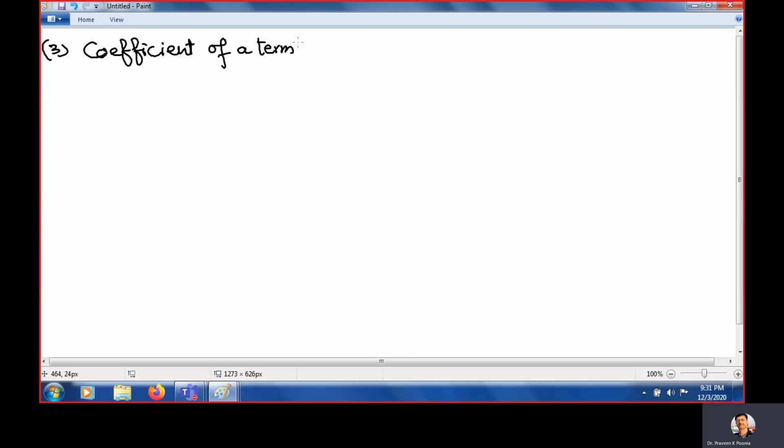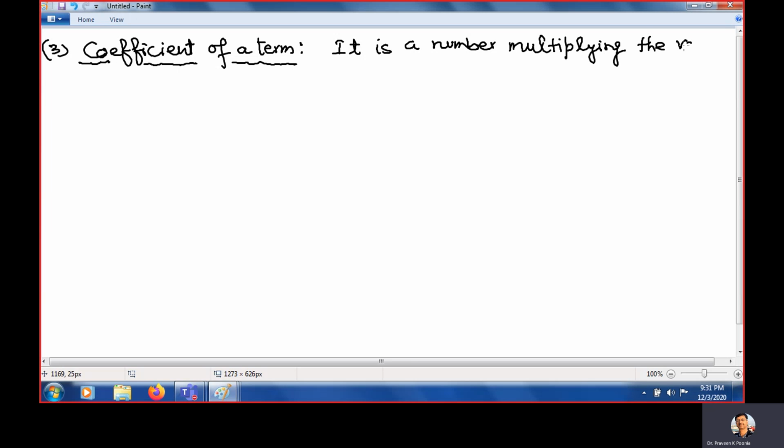Coefficient of a term. What is coefficient? Coefficient means multiplier. Clear? It is a number. It is a number multiplying the variable or variables in the given term. Clear? This is like if I write 7x.